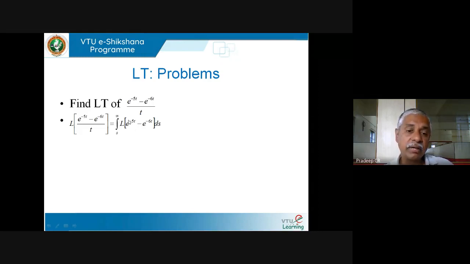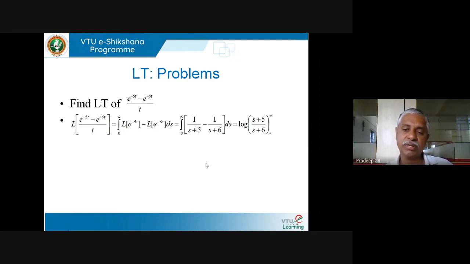This I know. I know the Laplace of e power minus 5t minus the Laplace of e power minus 6t is nothing but 1 by s plus 5 minus 1 by s plus 6. This I know how to integrate. What is the integral of 1 by s plus 5? Log of s plus 5, correct. So this is log of s plus 5 minus log of s plus 6, which is shortened into log of s plus 5 by s plus 6, with limits from s to infinity. Please recall all these limits, they are all important.